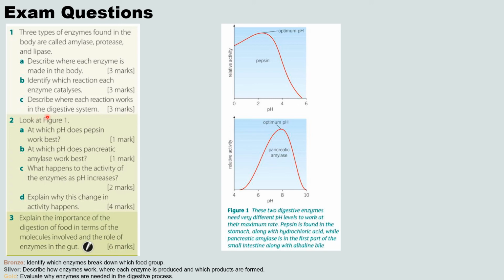Question 2, look at figure 1. At which pH does pepsin work best? That is 1 mark because you are just looking at these graphs here. At which pH does pancreatic amylase work best? That's also 1 mark. What happens to the activity of the enzymes as pH increases? That's 2 marks. Explain why this change in activity happens, 4 marks. And explain the importance of digestion of food in terms of molecules involved and the role of enzymes in the gut. And that's 6 marks.